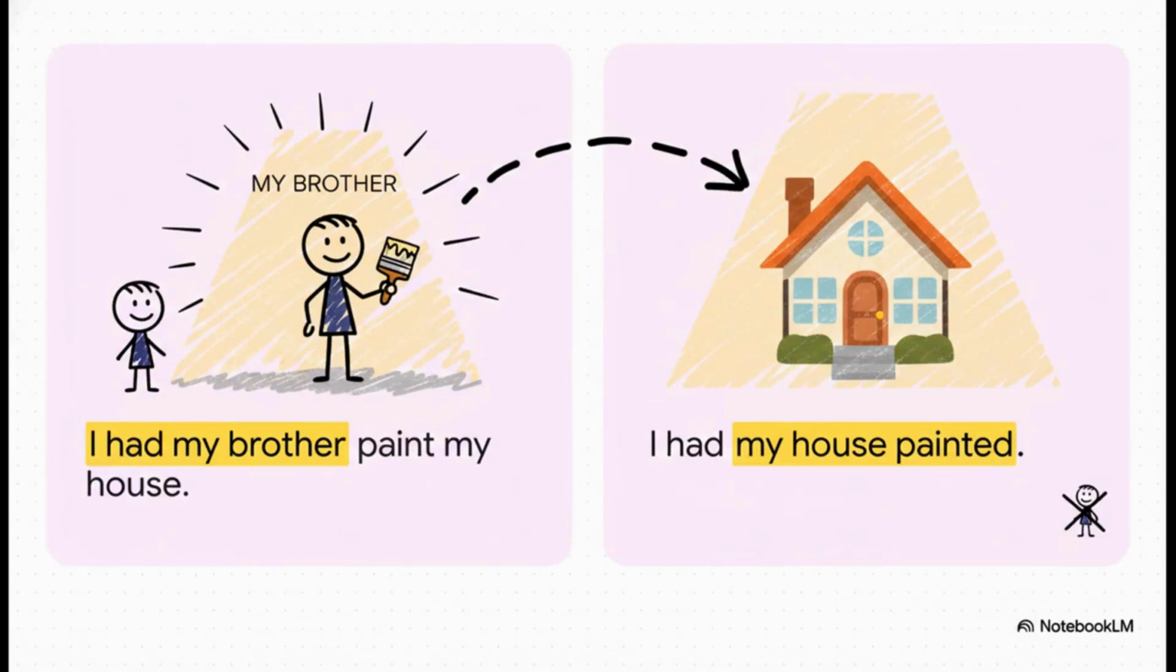Now, here's a really cool trick you can do with the word have. You can say, I had my brother paint my house, which focuses on the person you asked. Or you can say, I had my house painted, which shifts the focus to the result. It's kind of like the passive voice, isn't it? Who did the painting isn't important anymore. The important thing is that my house is now painted.